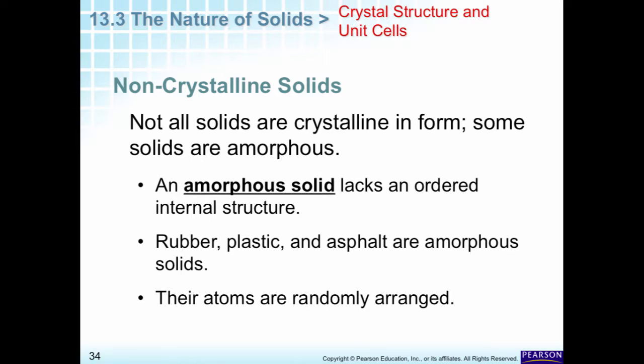Okay, non-crystalline solids. Now, a different name is amorphous. Amorphous means it doesn't have an internal structure. In other words, it's kind of a blob. When I think of the word amorphous, I think of the word blob. Now, it doesn't actually look like a blob, but that's kind of the idea, if you think about that. So, examples of this are rubber.